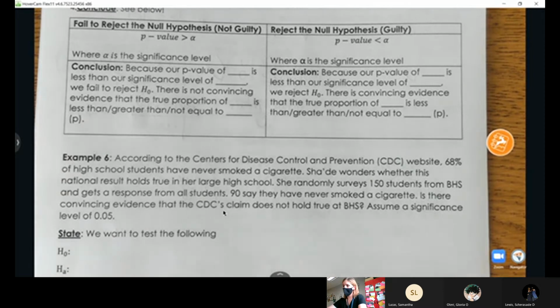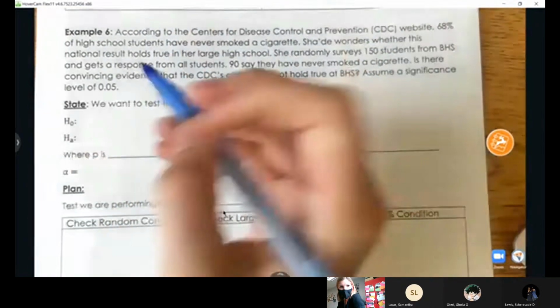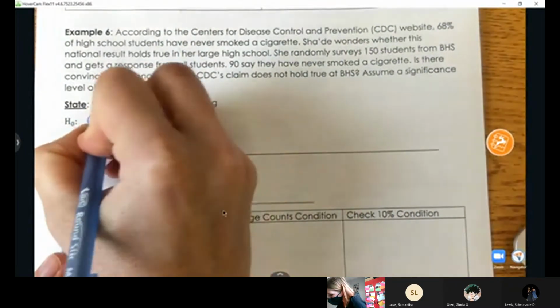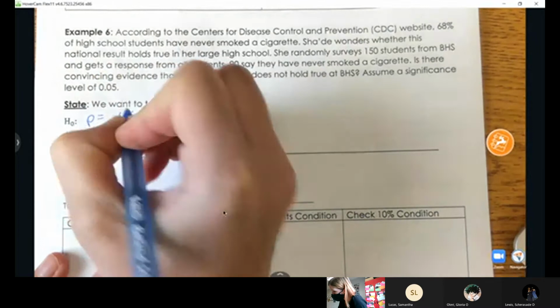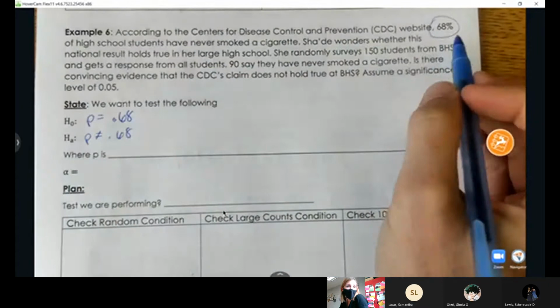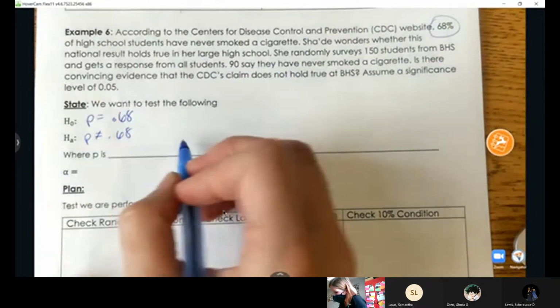All right, you guys killed it. Perfect job. I'll just review what you put for the most part. The state piece is where we actually go through the two hypotheses. You guys got it exactly. The 0.68 and the does not equal 0.68, because it doesn't say that we think it's lower or higher. It just says we want to know if it's true.